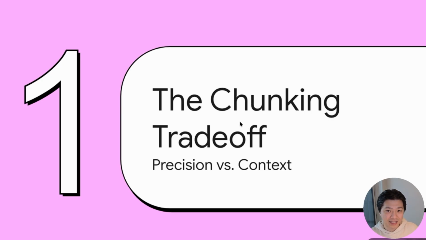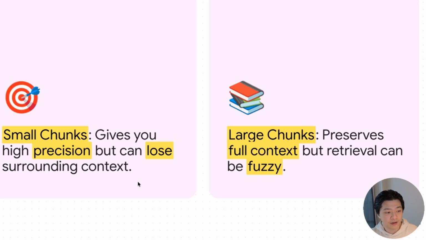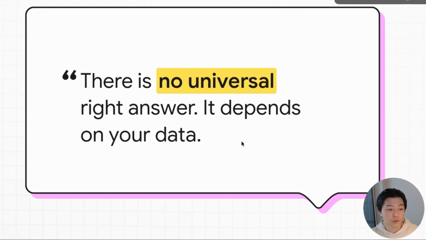Once you have clean text, you need to chunk it. Small chunks give you precision, tight relevance to the query, but they lose context. Large chunks preserve context. Entire sections stay together. But retrieval gets fussier. There is no universal right answer. It all depends on your data.